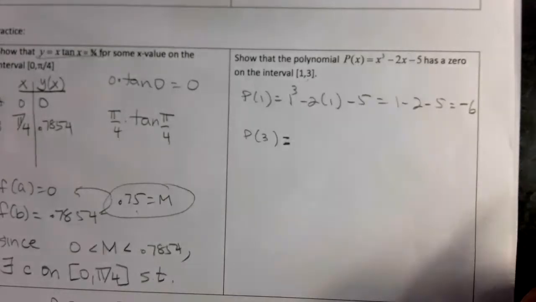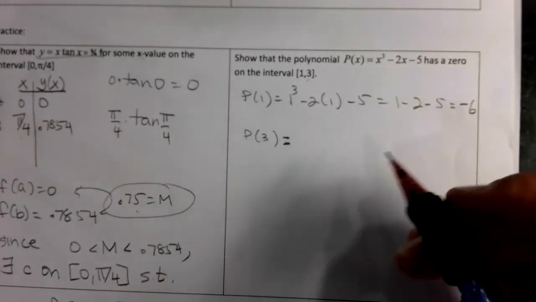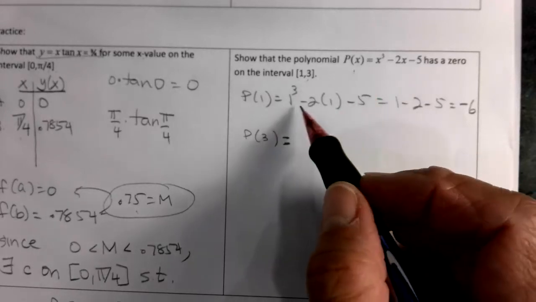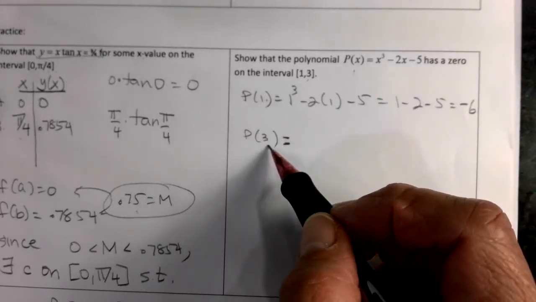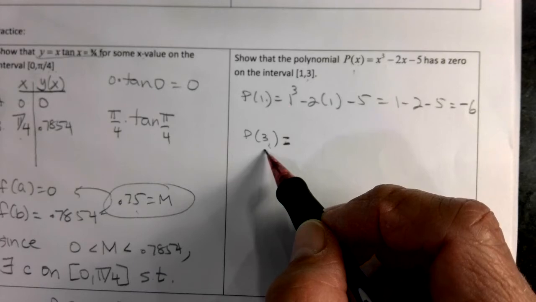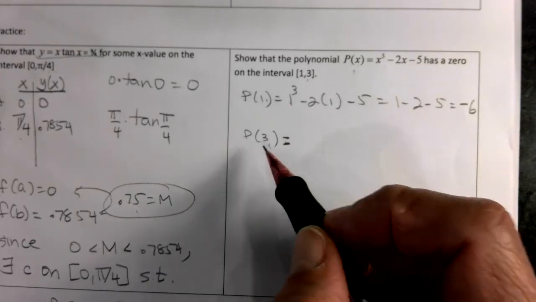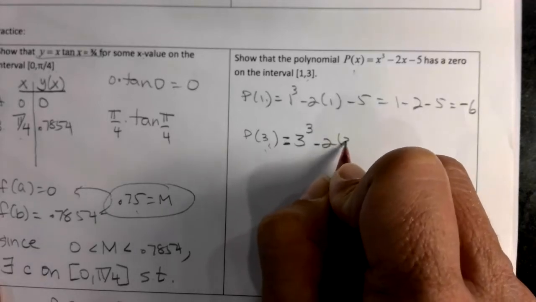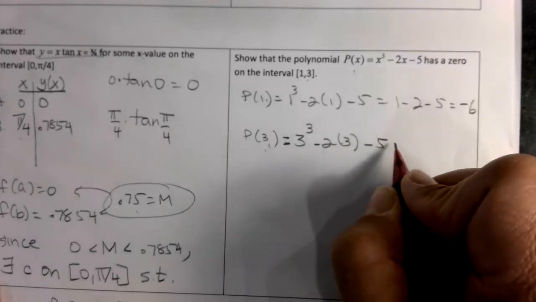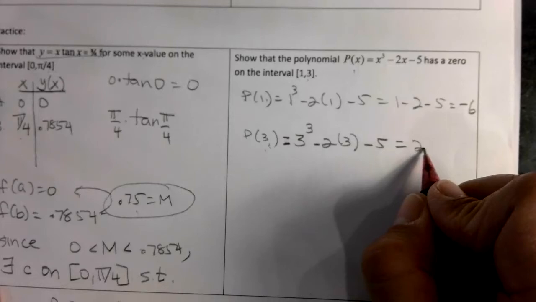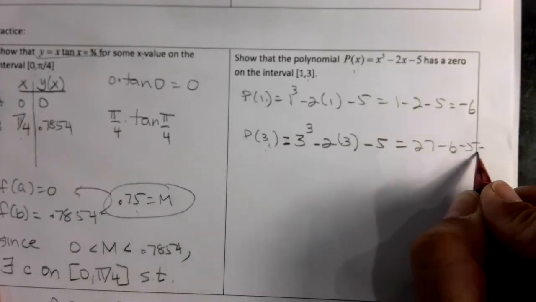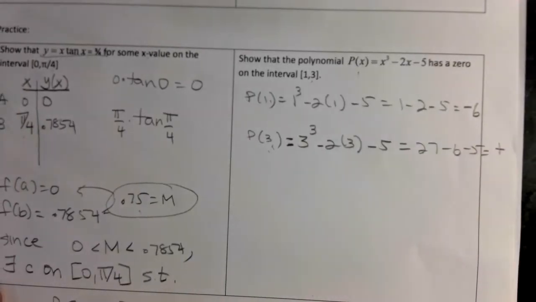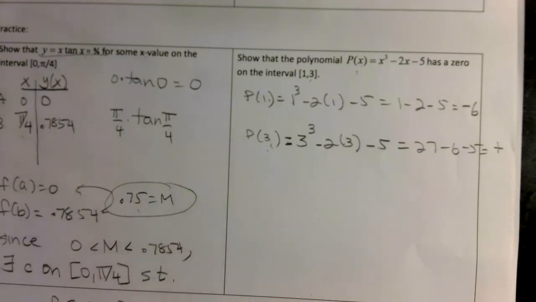Okay. Now what is p of 3? Again, in order for us to show definitively that p has a 0 between x equals 1 and x equals 3, p of 3 has to be positive. It has to have a different sign. So p of 3, 3 cubed minus 2 times 3 minus 5. Is that positive? Well, I got 27 minus 6 minus 5. Okay, yes, that's definitely positive. Cool. So somewhere between 1 and 3.